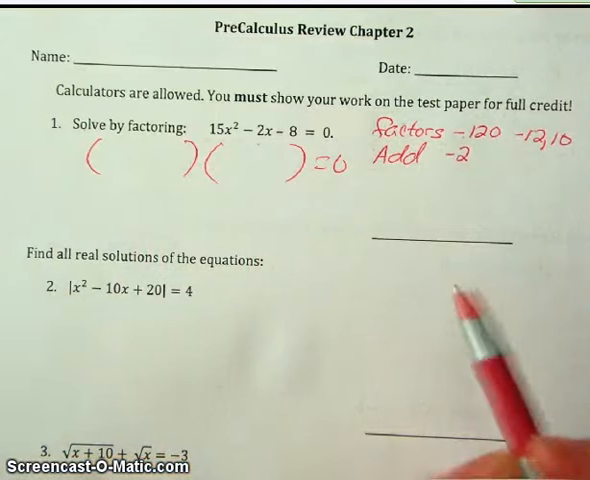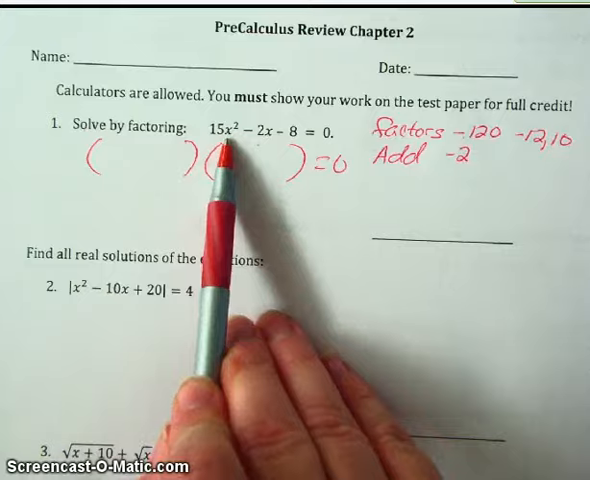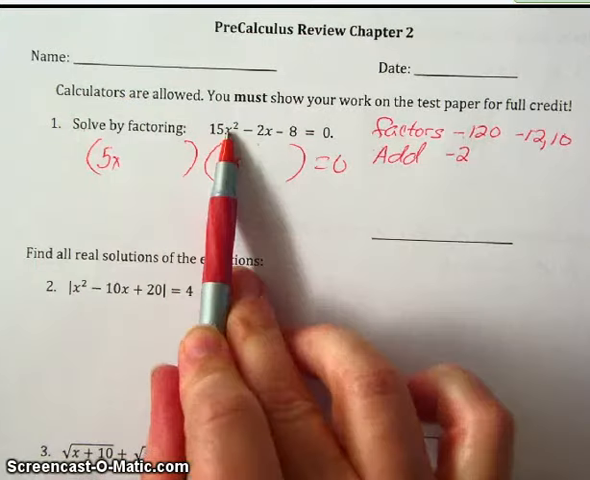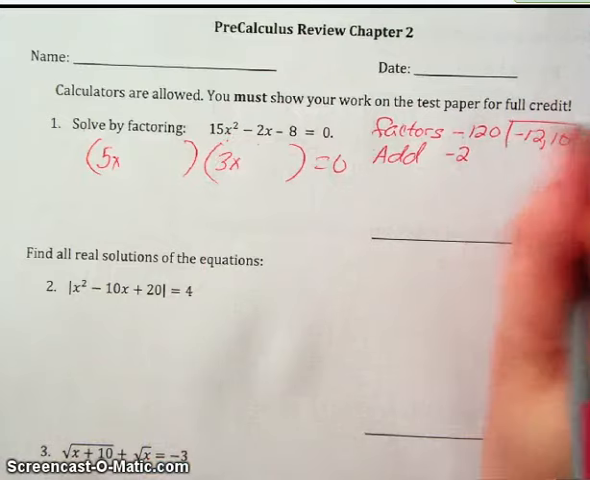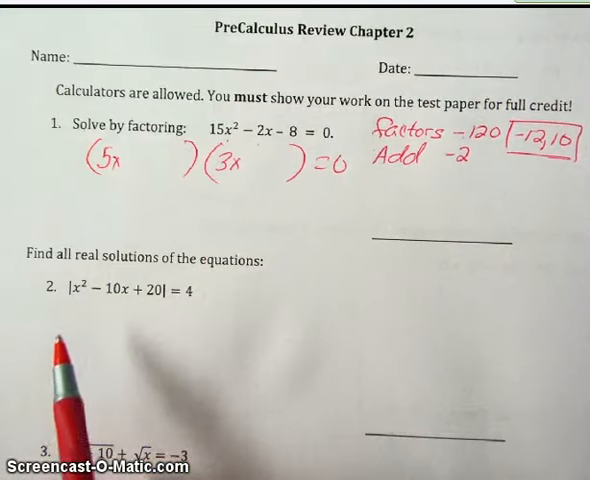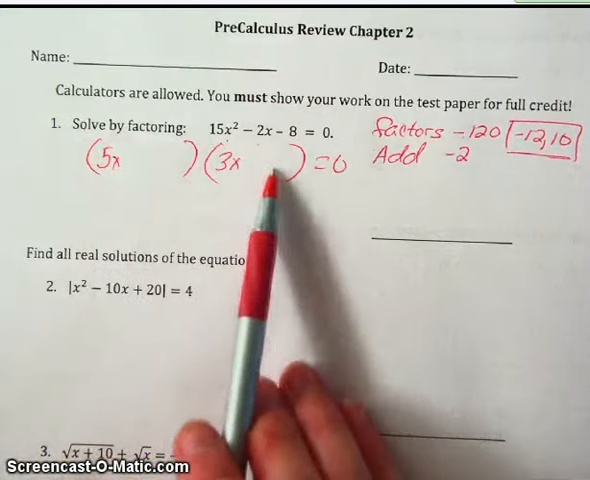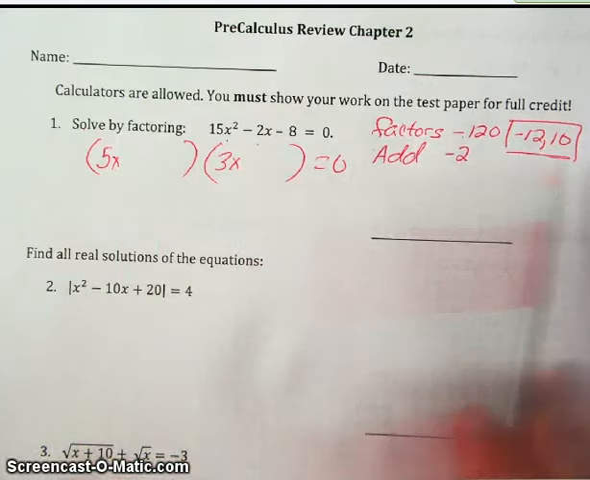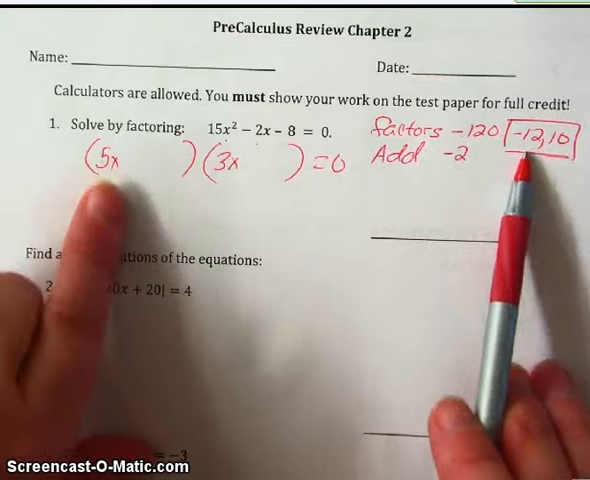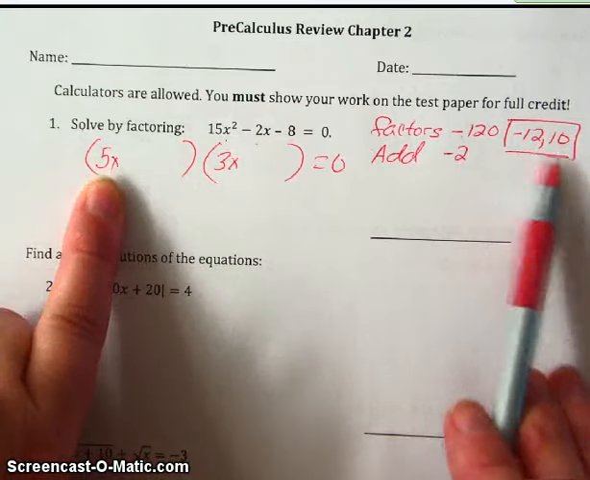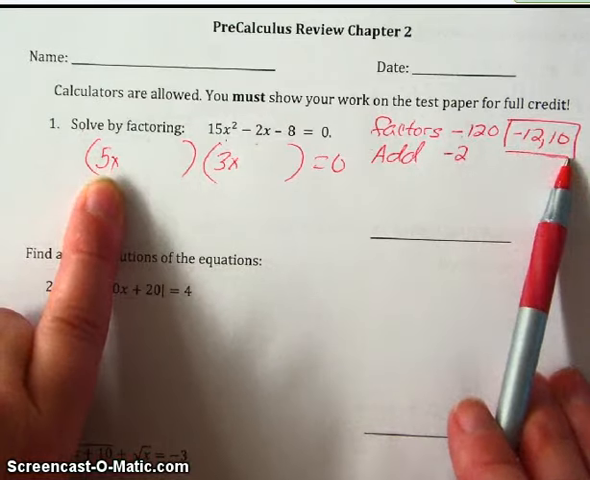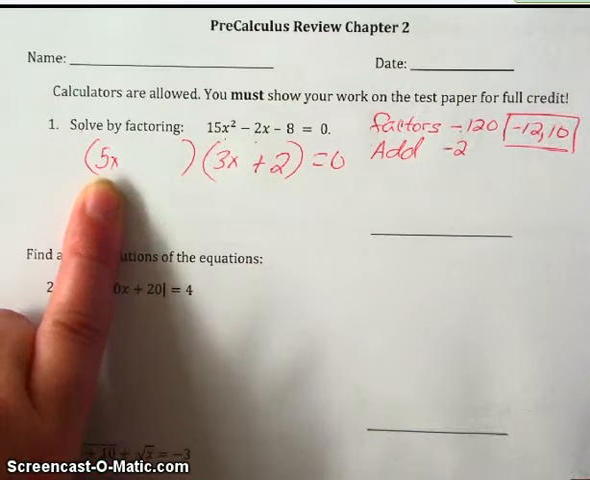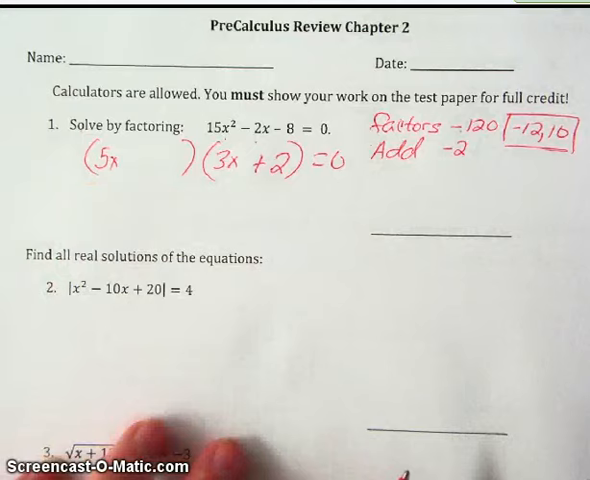All right, so first times first has to be 15x squared. I'm going to do 5x times 3x to make 15x squared. My outer times outer has to be one of the two magic numbers. So 5 times something in the other outer spot is going to be either negative 12 or 10. Well, negative 12 is not a multiple of 5, but 10 is. So 5 times something gives me positive 10. 5 times 2 gives me positive 10. That was your outer times outer.